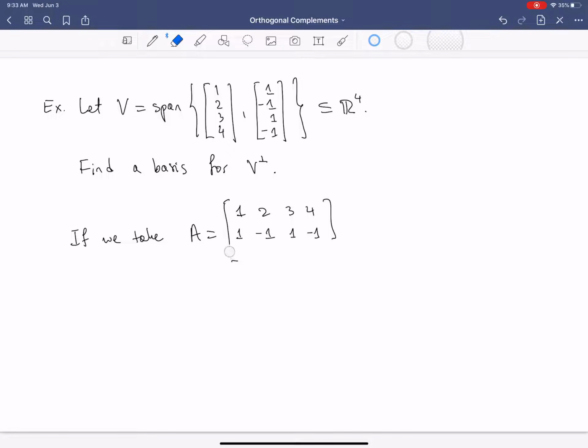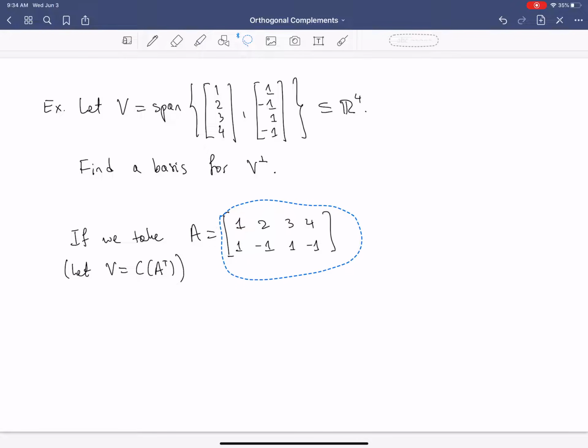So what I'm doing here is I am saying let V equal the row space of A. So I'm taking a matrix A whose row space is this vector space V, this subspace V. I can do that. I can choose such a matrix anytime that works for me, right? I can choose that matrix, no problem.